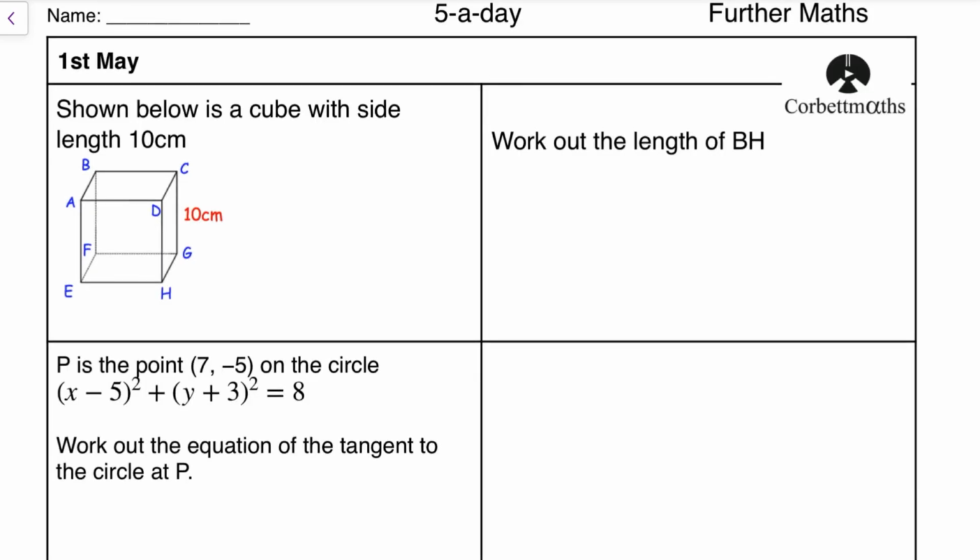Right, what do we have? Shown below is a cube with side length 10 centimeters. Work out the length of BH. Okay, so the first thing to notice is BH is a diagonal straight across.